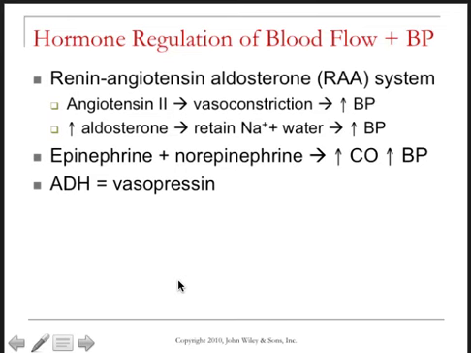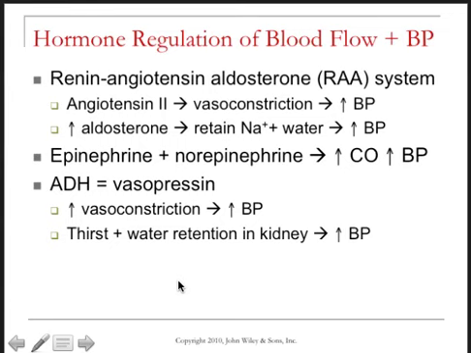ADH, also known as vasopressin, is our water retaining hormone. Remember that it acts on the collecting ducts in the kidneys to change their permeability to water. Essentially, when you've got a lot of ADH around, the collecting ducts are very permeable to water, so it's very easy for us to retain a lot of what normally would be lost in the urine. This, as a result, eventually increases blood volume and increases blood pressure. This also triggers thirst, so we seek out water. This, along with water retention in the kidneys, serves to increase blood pressure.